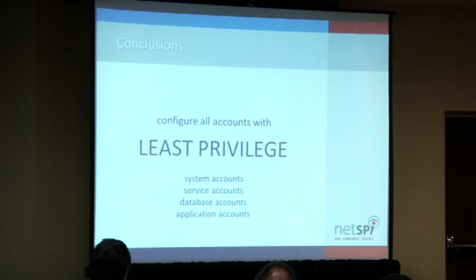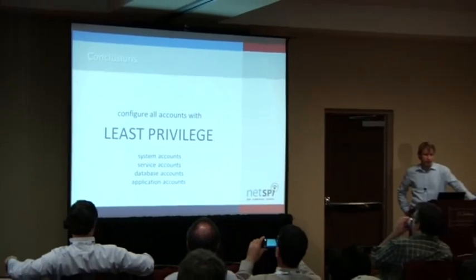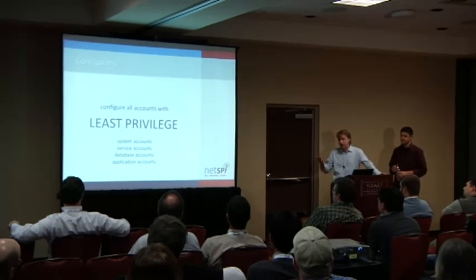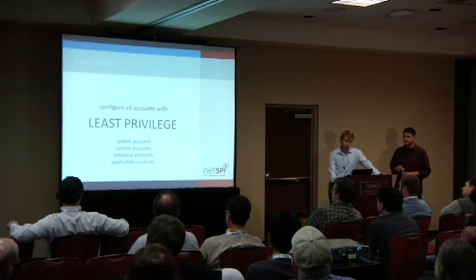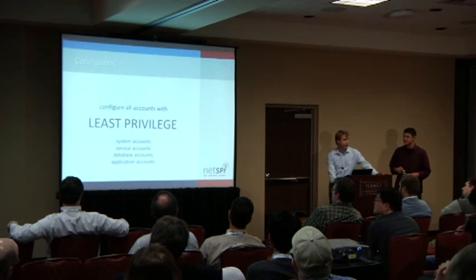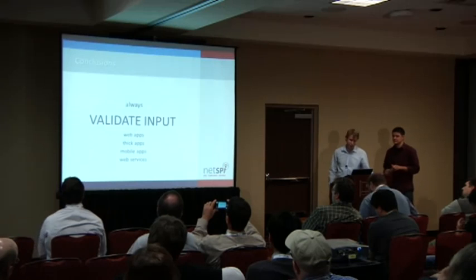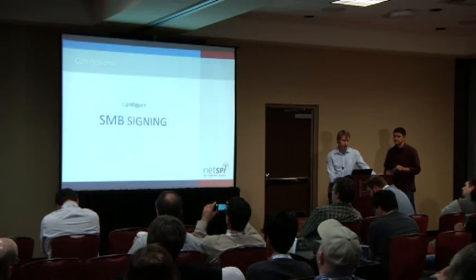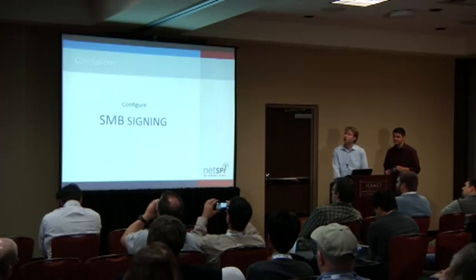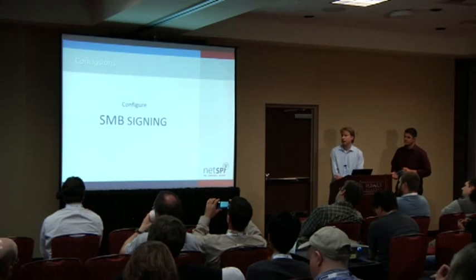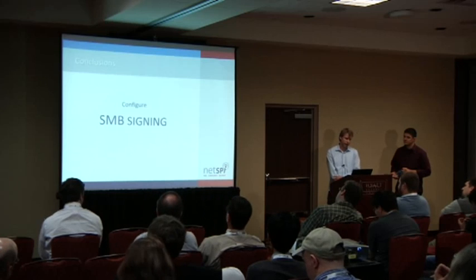A couple of conclusions quickly. Configure all accounts with least privilege: system accounts, service accounts, database accounts, application accounts, and the links as well. Because most likely, if you have excessive privileges, there's some way to bypass all the controls. Validate input: web apps, thick apps, mobile apps, web services. Configure SMB signing, that's a good mitigating control for SMB relay. So that's not possible then if you have SMB signing enabled.